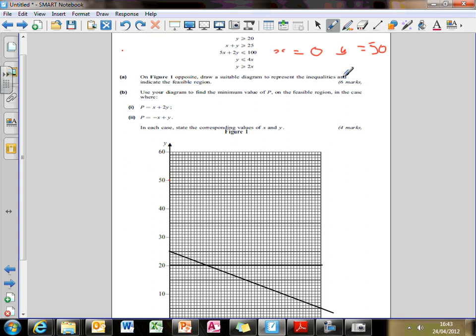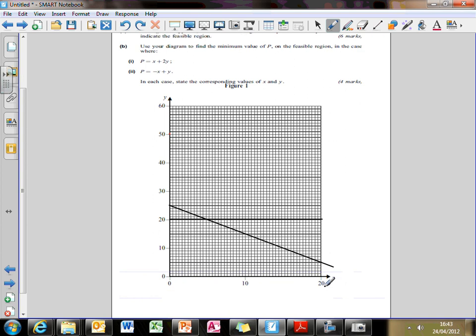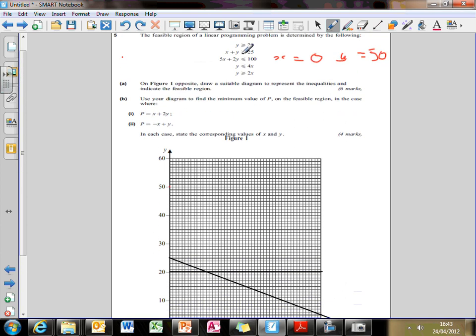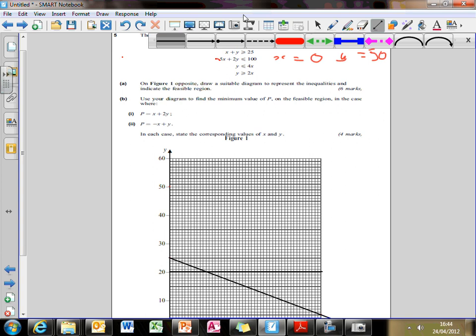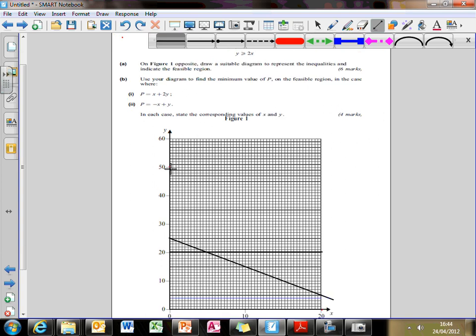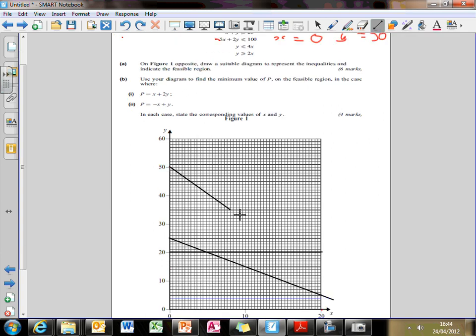Just going to say it one more time. Now, when y is 0, you get 5x equals 100. Divide by 5, you get x is 20. So to draw this third line here, get your ruler, and it's between that 50 there and that 20 there.